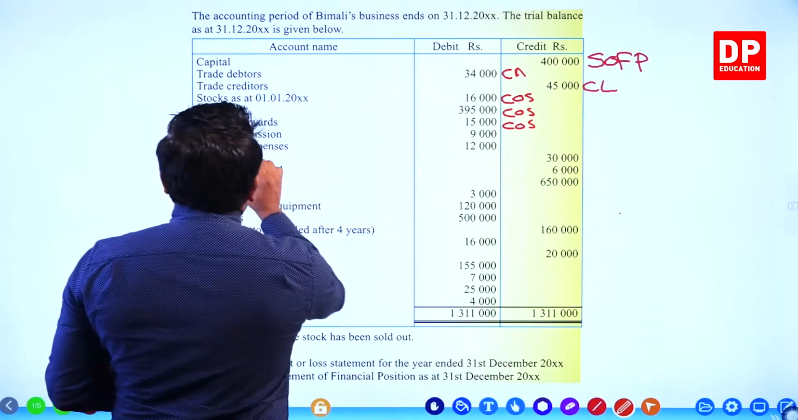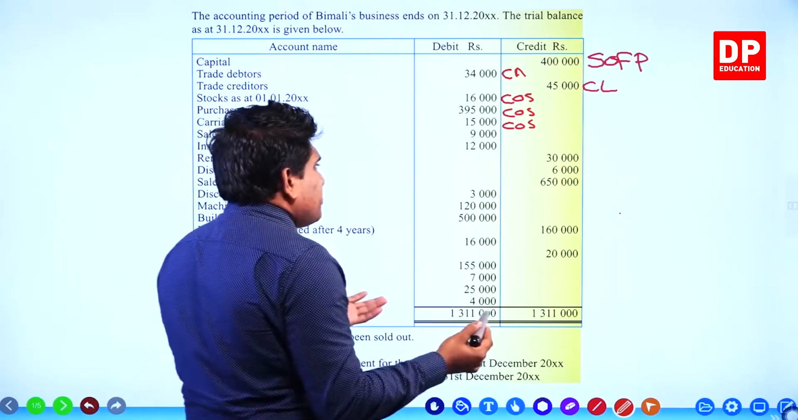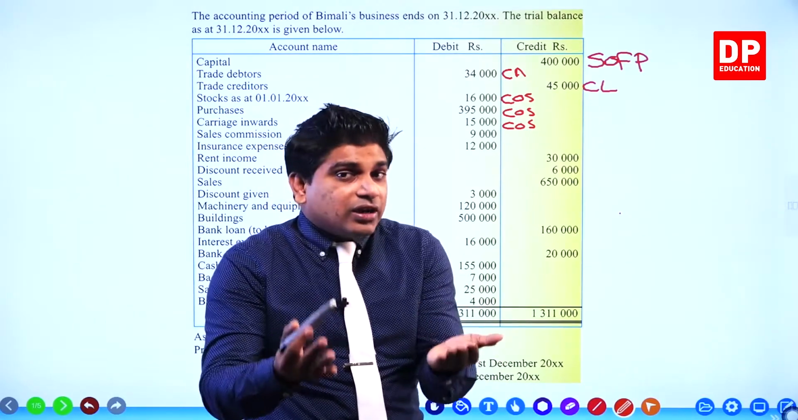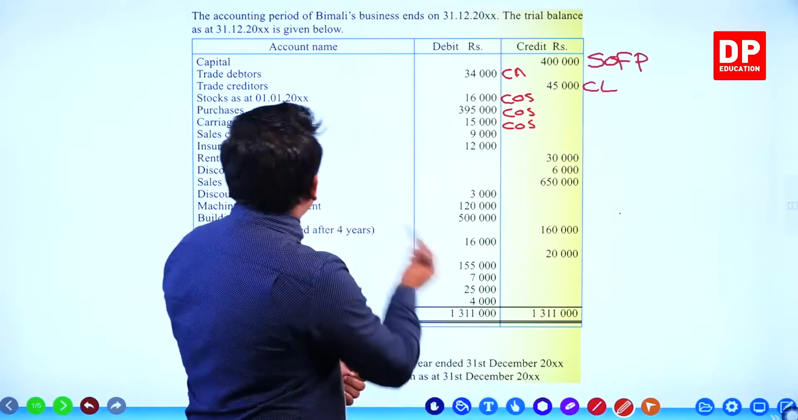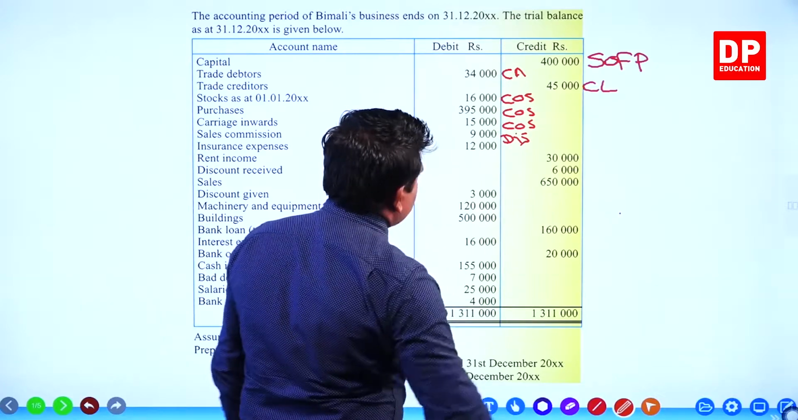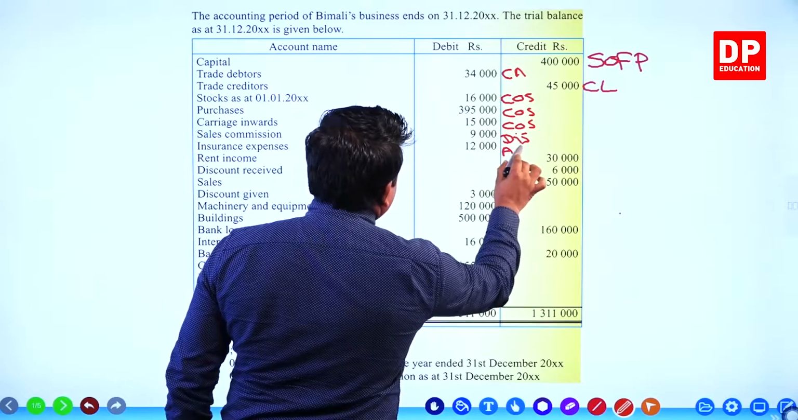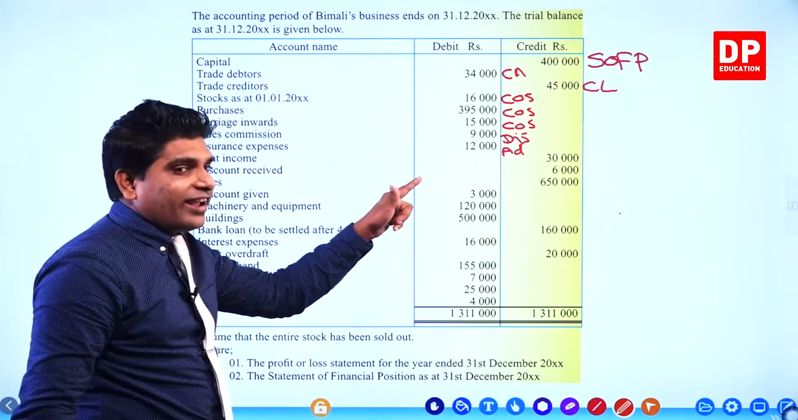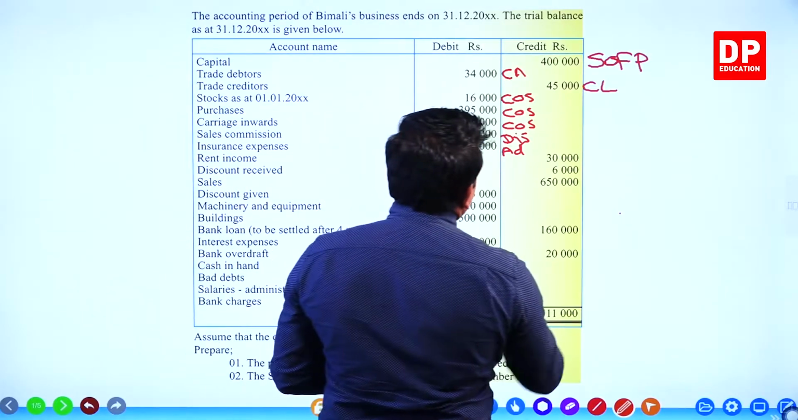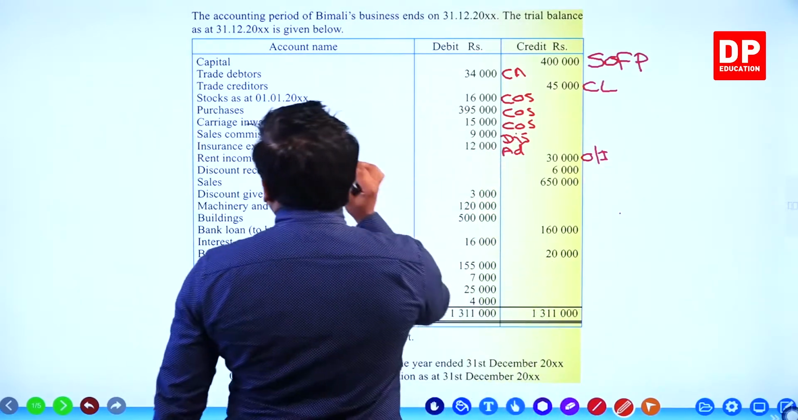Now, sales commission. Sales commission, you put on the debit side. Sales commission means you give commission to your employees, sellers. You give a commission. It's an expense, right? Which category? It goes under the distributing category, DIS, right? Then insurance expense, it goes under administration. You put AD. Don't put advertisement. You put AD, right? Then rent income. Rent income, where? Other income, right? Yeah, under the gross profit.